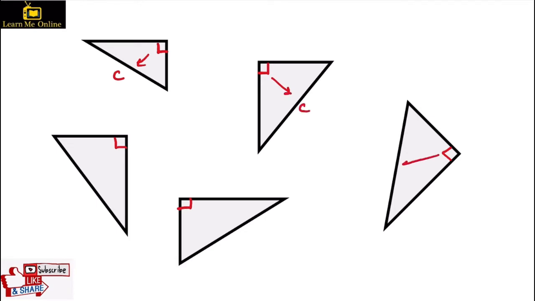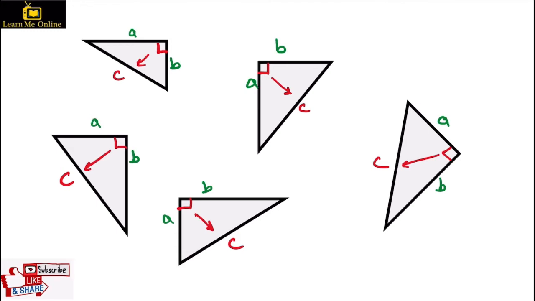According to this one, C is here. According to this one, C is here. And according to this one, C is here. So remember that the hypotenuse is the side of a right angle triangle which is opposite the 90 degree angle. We know that the other two sides can be A or B. So I can write A here, B here. It doesn't matter which one you call A or B. They're just the two other sides of the right angle triangle.